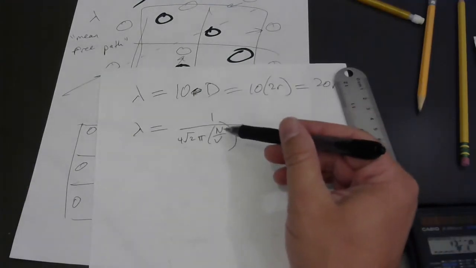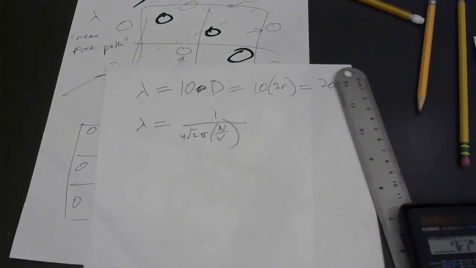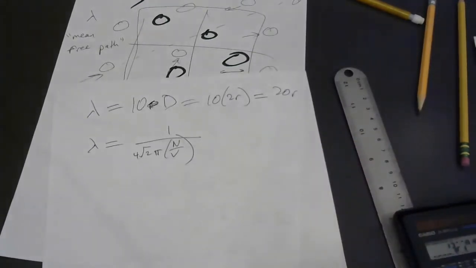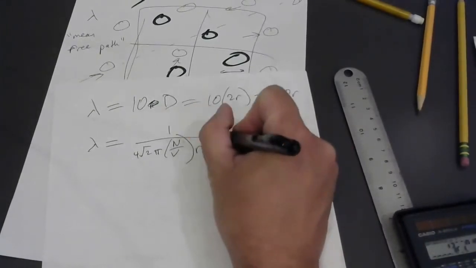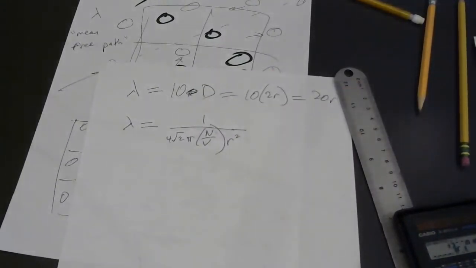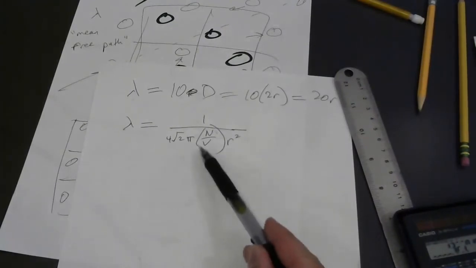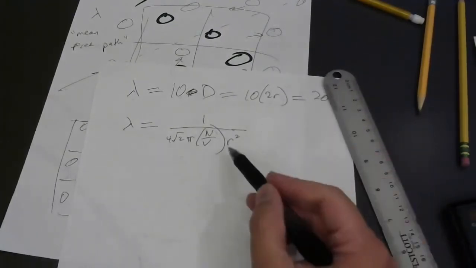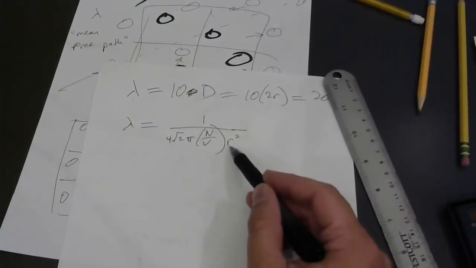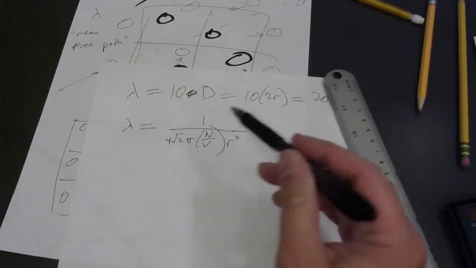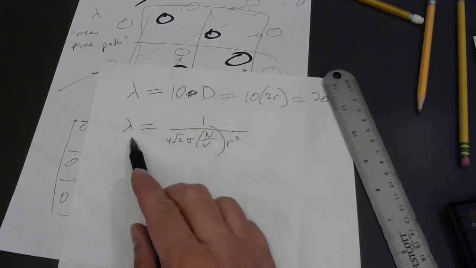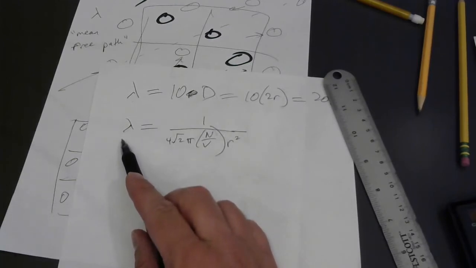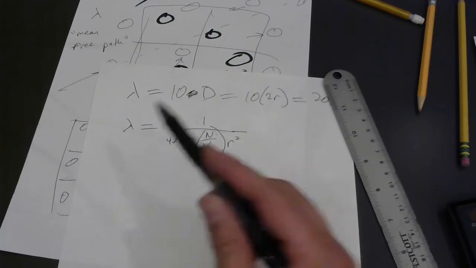Capital N is the total number of particles, and V is the total volume. The ratio of those two is called the number density, times the square of the radius of the particle. There it is. Can we make sense out of this? Let's look at each of these terms individually. R is in the denominator, which means if you make R bigger, lambda goes down. So the larger these spheres are, the shorter the distance one of the spheres can travel before colliding with one of the other spheres, which makes perfect sense, right?